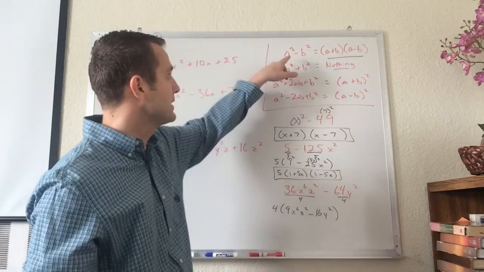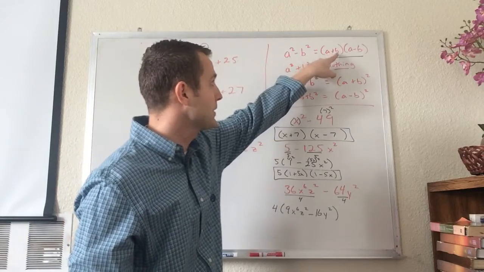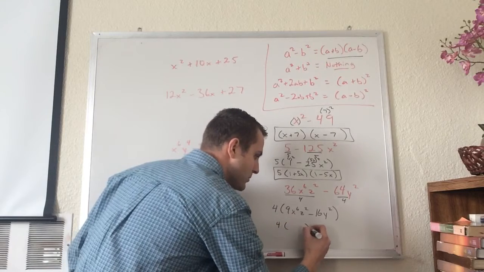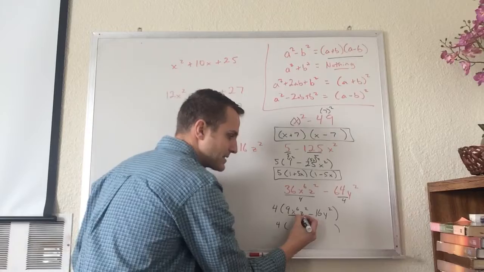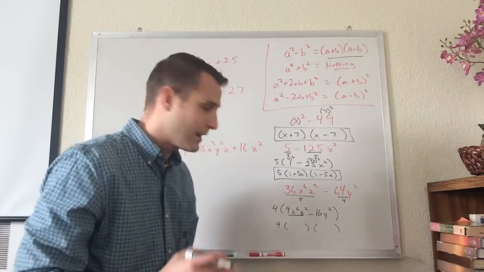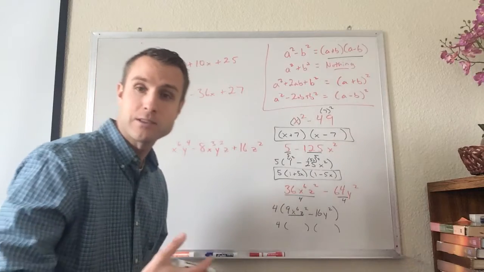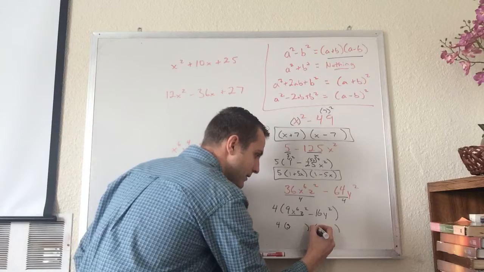Now I check which one is this. Well, obviously this one is this pattern right here again. So I know it's going to be my first one plus my second one, my first one minus my second one. So I'm going to do the two parentheses. Don't forget that 4 on the outside. And then I have to ask myself, this one's a little trickier. I have to say, what squared equals 9x to the 6th z squared? Well, obviously 3 squared equals 9. So I know this is going to be 3.